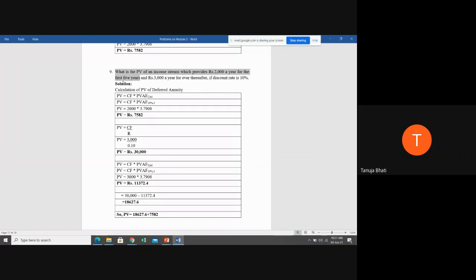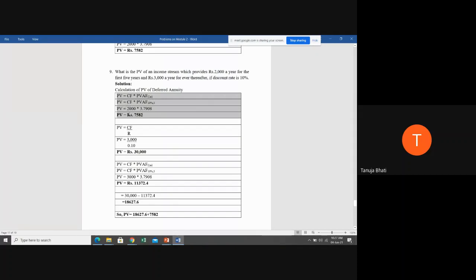Now pay attention, students. We will be solving this step by step. So first we solve only this part of the problem. If we look into the solution, calculation of present value of deferred annuity. Present value, as you all told me the formula, which is absolutely correct, is nothing but cash flow into present value annuity factor. This factor you use by using I and N. Now what I should I take and what N should I take?